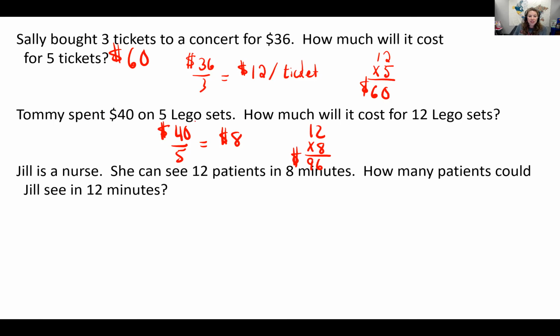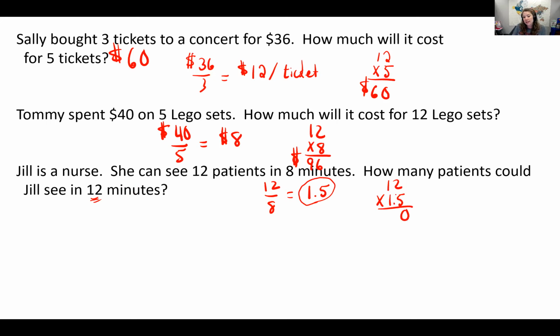Jill is a nurse. She can see 12 patients in 8 minutes. 12 patients to 8 minutes. How many patients could she see in 12 minutes? Well, if I divide 12 by 8 to get the unit rate, that would be 1.5. In real life, we wouldn't say she'd see 1.5 patients, but the ratio simplified is 1.5. But then we can take the unit rate, because that's how many patients per minute. Then it'll still work for us to multiply 12 times 1.5.